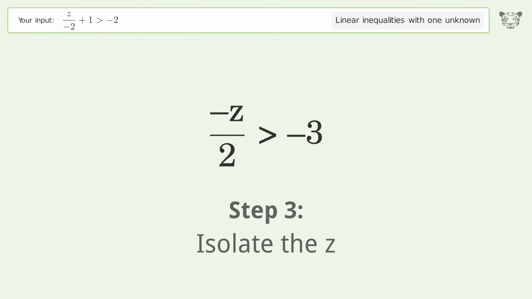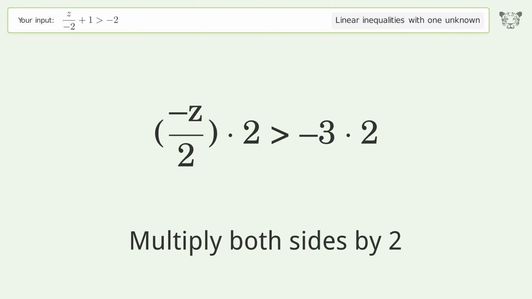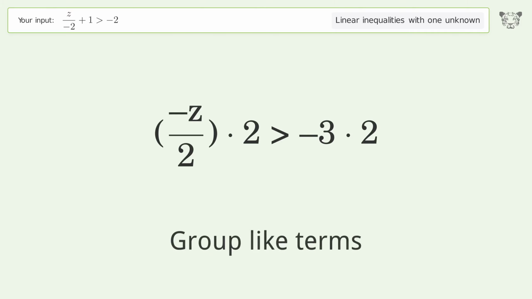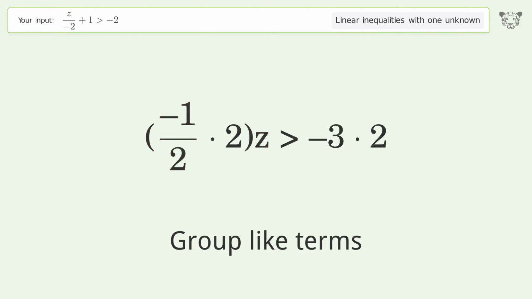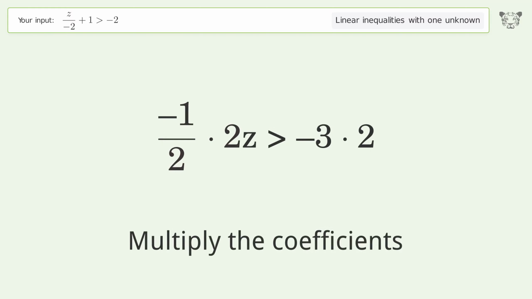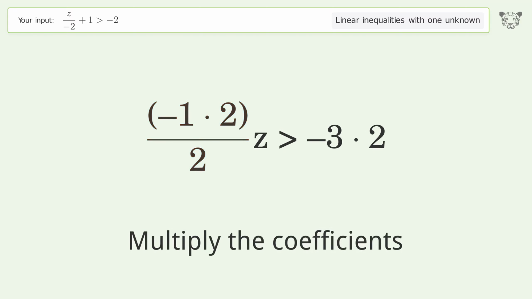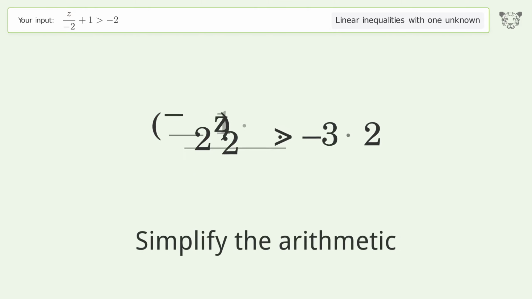Isolate the z. Multiply both sides by 2. Group like terms. Multiply the coefficients. Simplify the arithmetic.